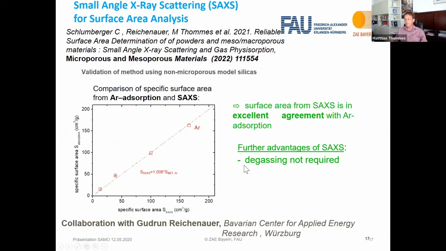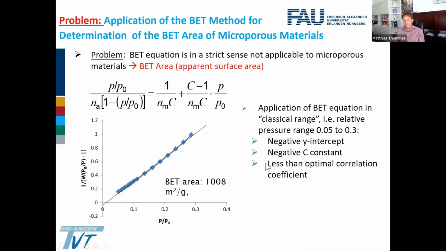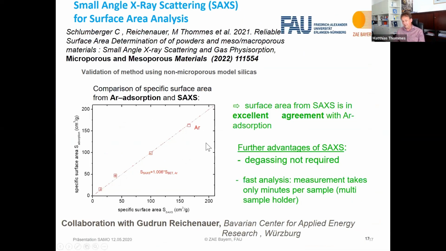Another advantage, of course, when thinking about applications of SAXS for quality control, for the pharmaceutical industry, for instance, is that for samples which don't have microporosity, you can essentially just take the sample, put it in a SAXS machine, you don't even need to outgas it, and you can get surface area data extremely fast. So with this, one essentially confirms that indeed it's of huge advantage to take the right probe molecule.